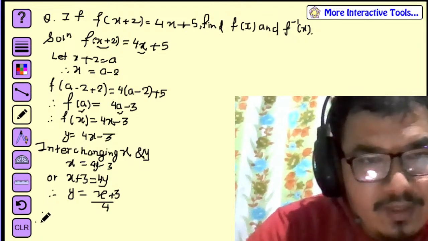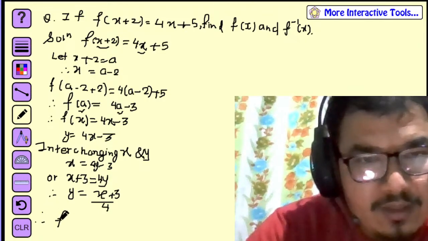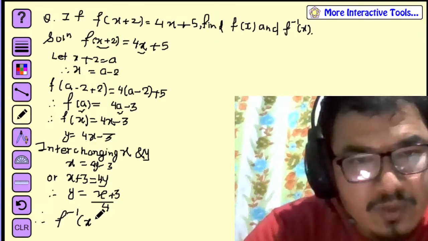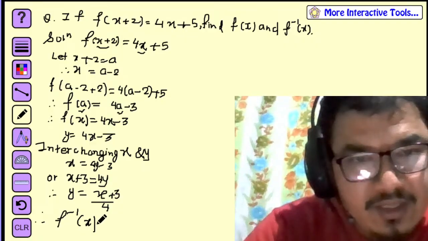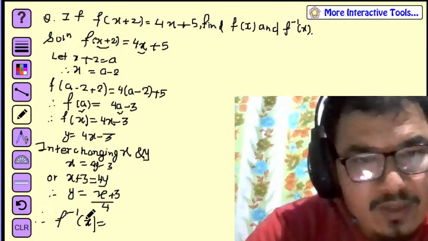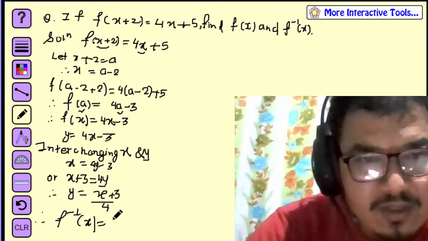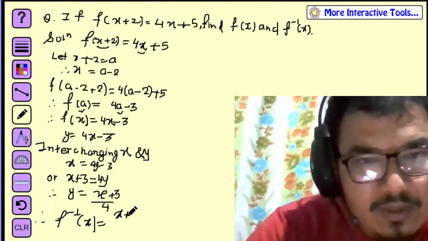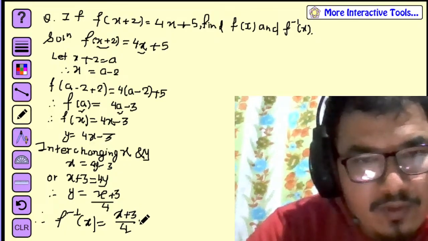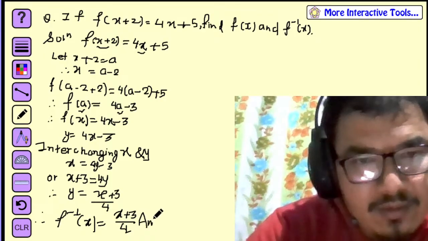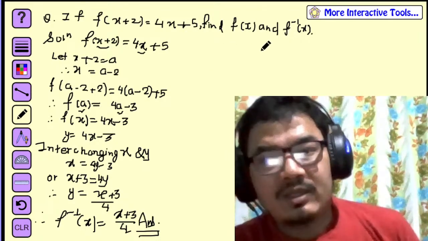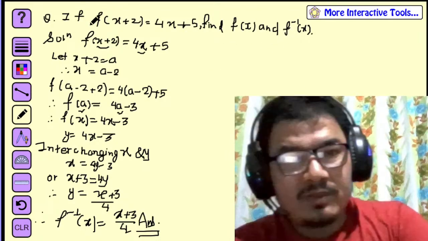That's why this y is known as the inverse function. The function which we obtain after interchanging x and y is known as the inverse function. The inverse function has come here: x plus 3 divided by 4. It is the answer of this question. Like this we find f(x) and f inverse of x from this type of question.